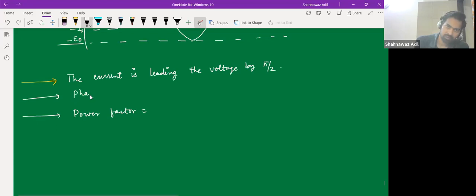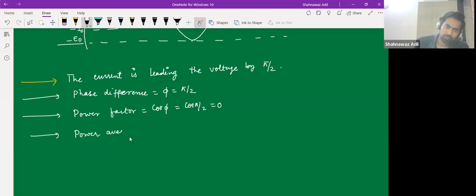is cos of the phase difference, which is pi by 2. Power factor is cos pi by 2. And then we have the average power, which is V RMS, I RMS, and cos of pi by 2. This is zero, so then this would be zero, right?